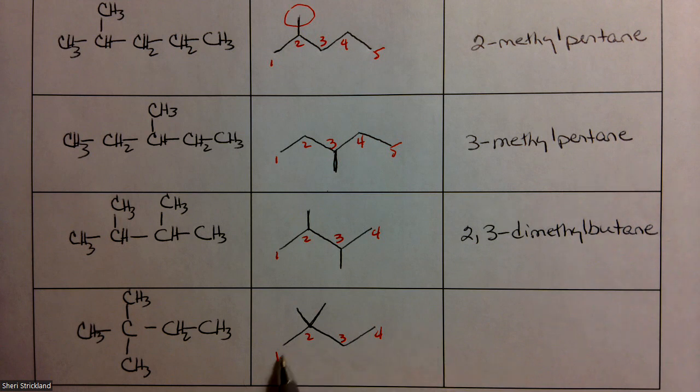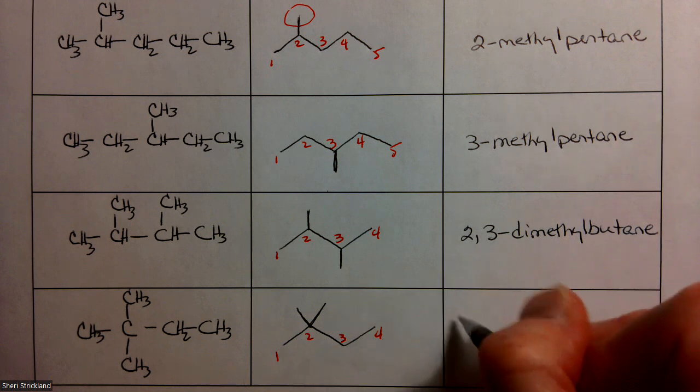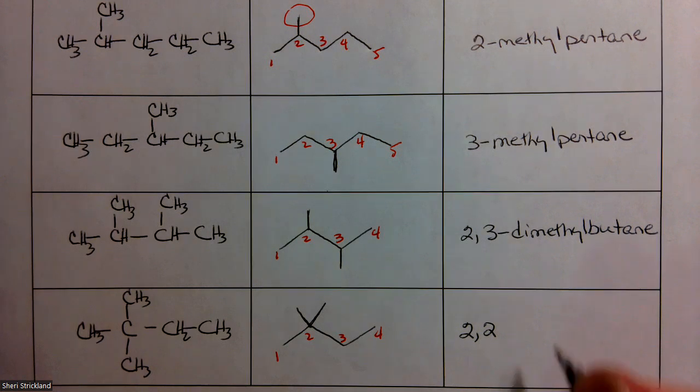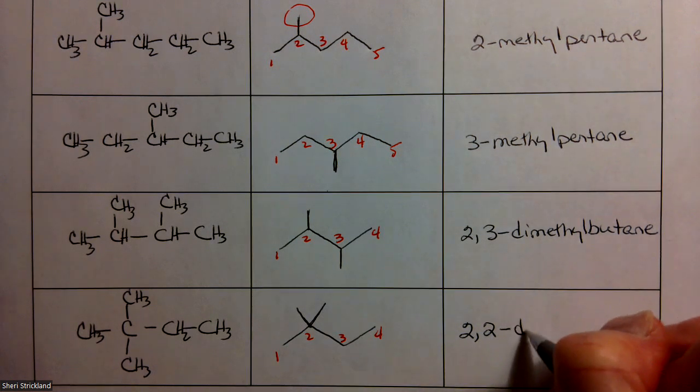All right, so how is the name of this different? It's still a dimethylbutane, but both of these methyls are attached to carbon 2. Each one still gets its own number, so it has to be 2,2-dimethylbutane.